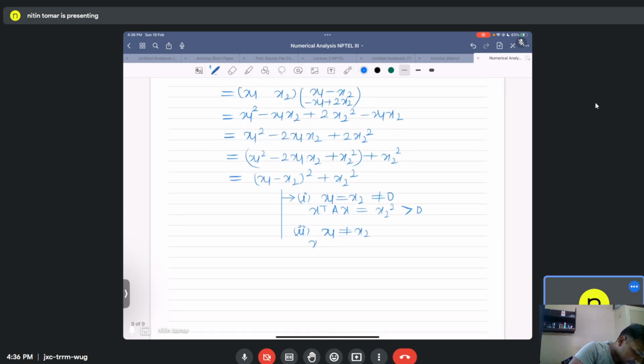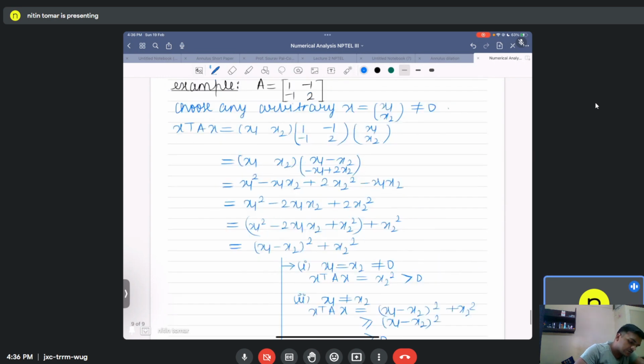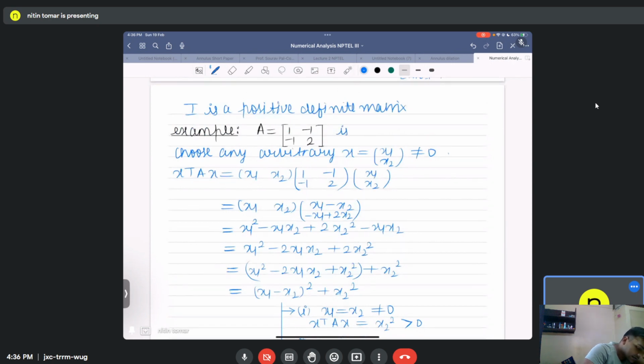What does it imply? That the first term, x transpose, is positive, and the second term may be 0, it can be anything, we don't care now, right? But definitely it will be greater than or equal to (x1 minus x2) squared, and this is strictly positive because x1 is not x2. So then we know that this is positive definite.